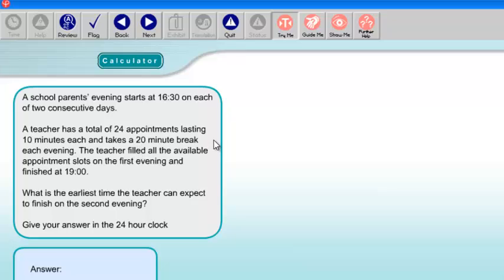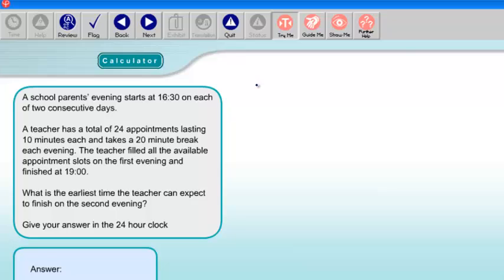The teacher filled all the appointment slots on the first evening and finished at 1900 hours. What was the earliest time the teacher can expect to finish on the second evening? And as usual, give the answer in 24-hour clock format. Okay, so the first thing we have to do is to work out how many appointments was the teacher able to meet on day 1.